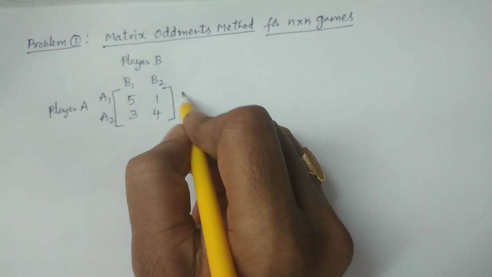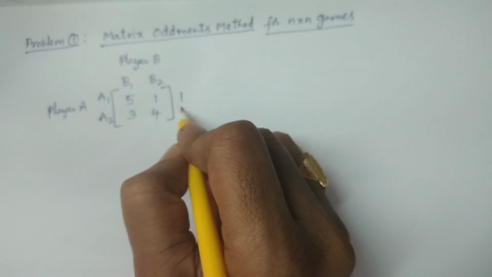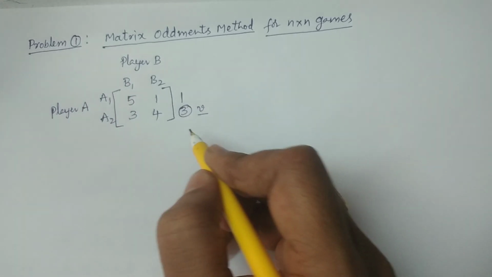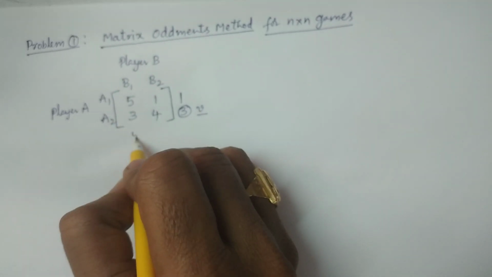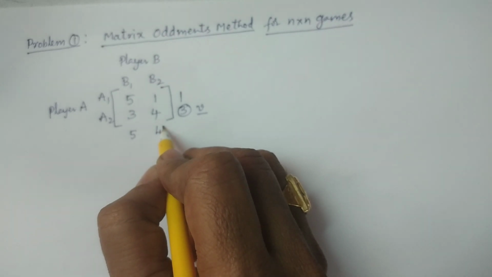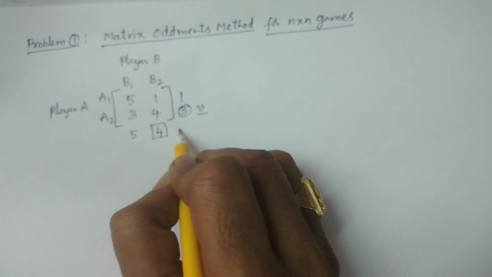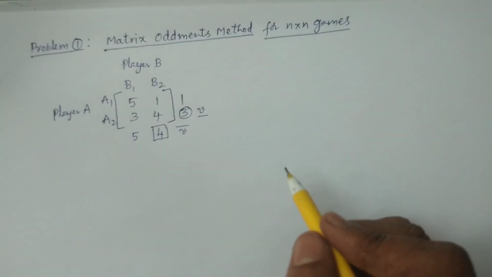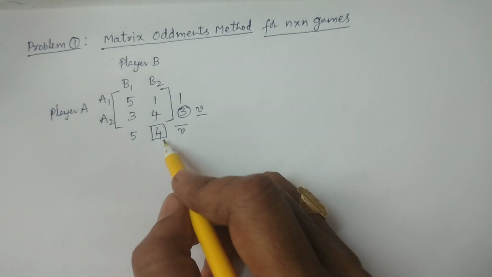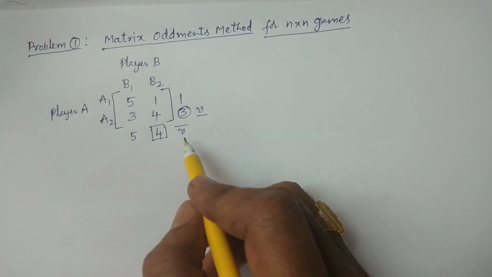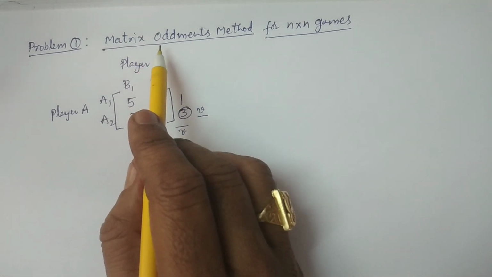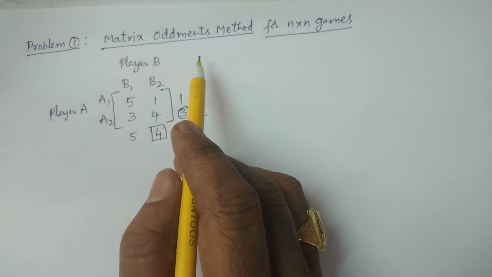Row minima: 1, second row minima 3, maximum 3. This is maximin. Column maxima: 5, column maxima 4. Minimum among these is 4, so it is minimax. Therefore, maximin is not equal to minimax. Hence, the saddle point does not exist. Therefore, you have to apply one of the methods. Here in this class, I explain the matrix oddment method.